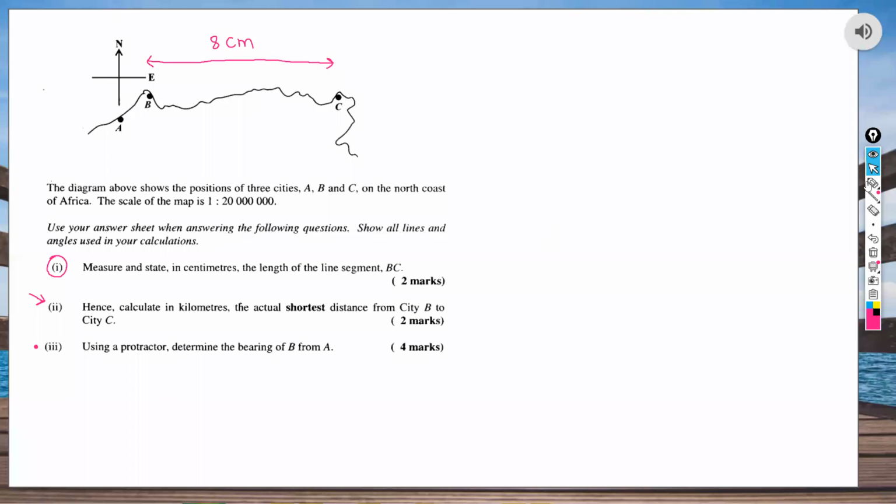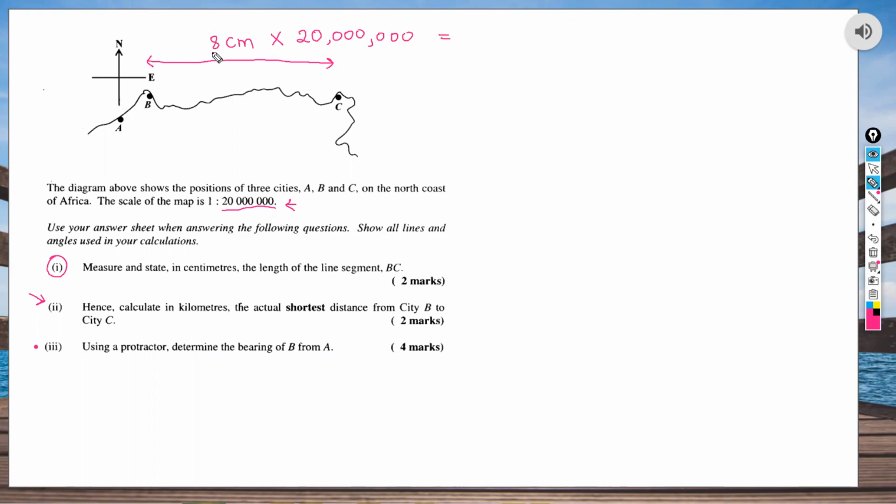All right, so the scale here, 1 to 20 million. How the scale works is that anything you measure on a map, what they're trying to say is, in real life, it will be 20 million times larger. Whatever you measure, that's a scale factor, right? So if you measure something on a map, and today's question, it's 8 centimeters, that means in real life, it will be 20 million times larger.